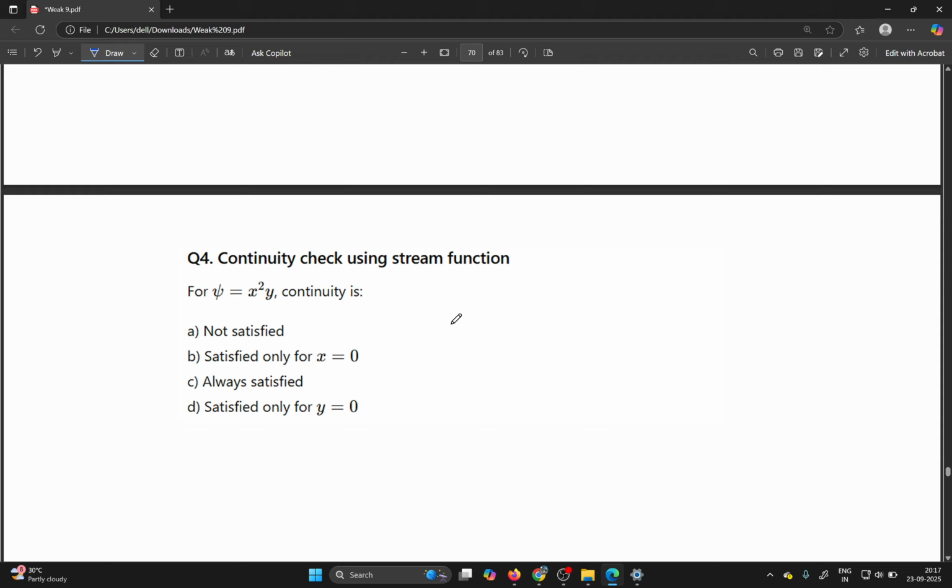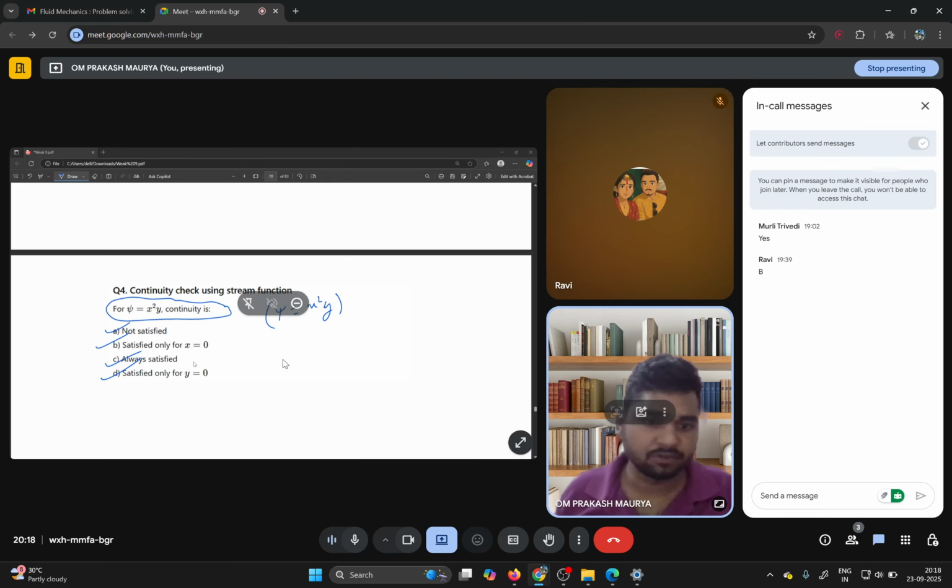Now for a similar question, the continuity check using the stream function. You have the stream function and you need to check whether it follows the continuity or not. Whether this function follows the continuity: is it satisfied only for x equal to 0, always satisfied, or satisfied only for y equal to 0? Again you have 3 minutes for this question, so please try to solve it and write your answer.